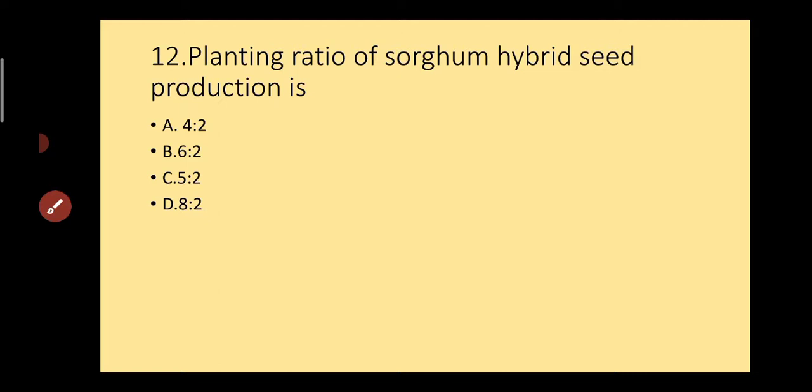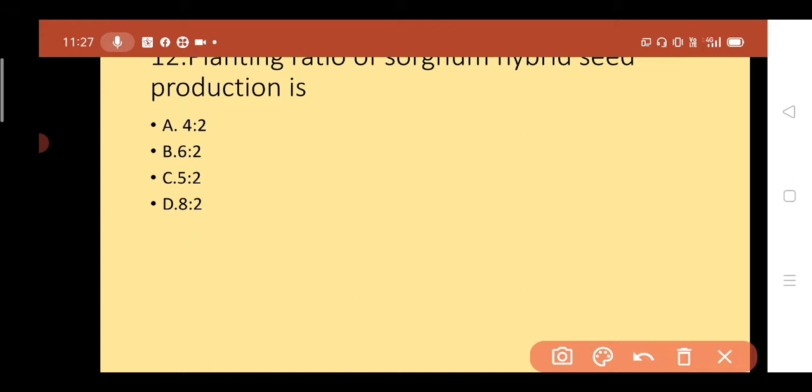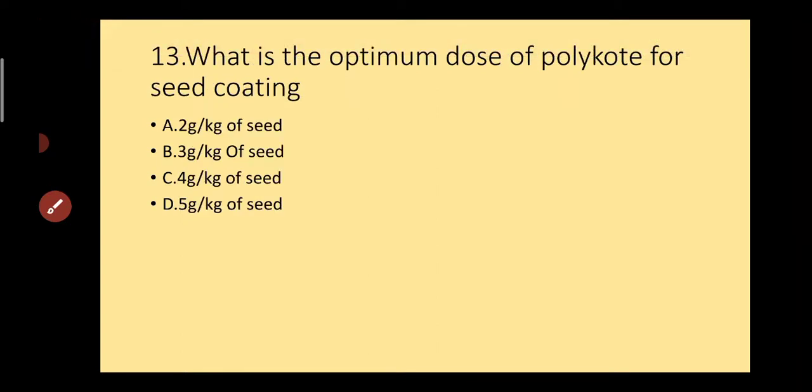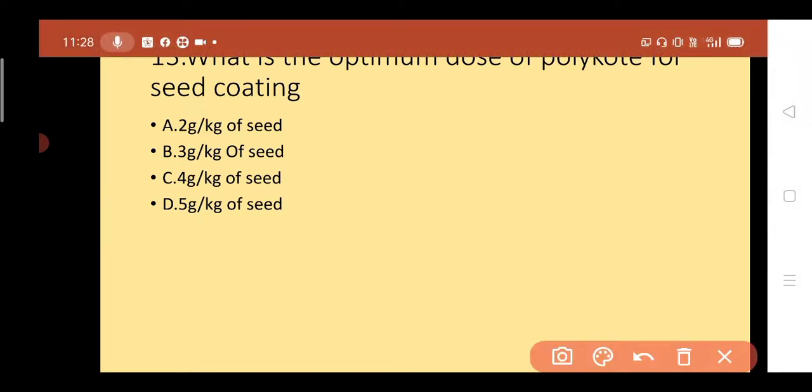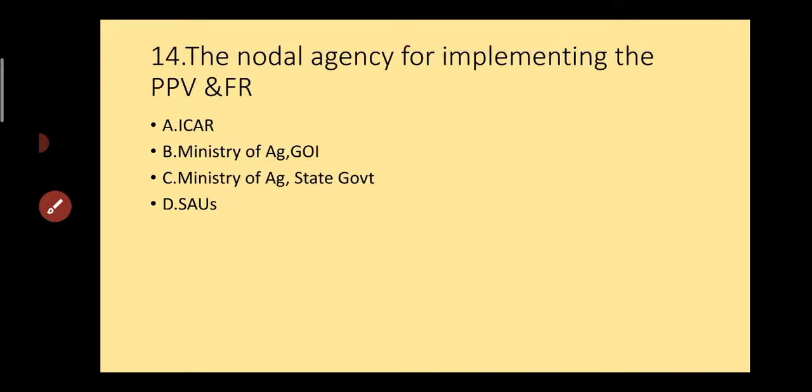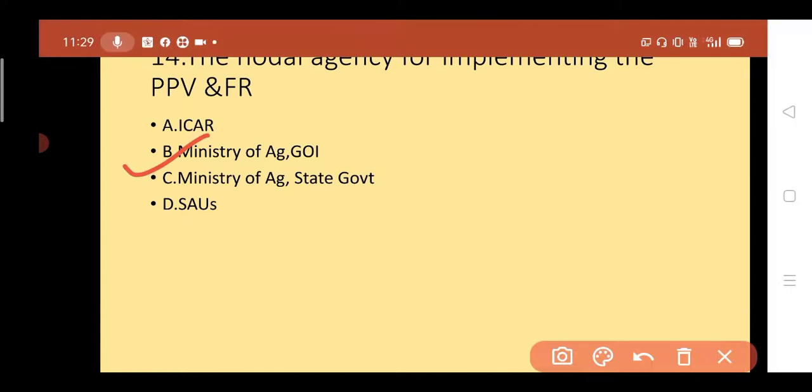Planting ratio of sorghum hybrid seed production is, answer is C, that is 5:2. The planting ratio is 5:2. What is the optimum dose of polycoat for seed coating? The optimum dose for polycoat in seed coating is 3 gram per kg of seed. Now, the nodal agency for implementing the PPV and FR is the Ministry of Agriculture, Government of India.